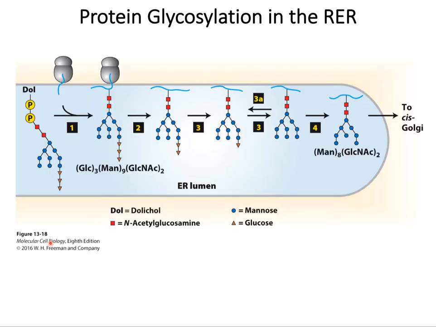This slide is just another rendition of the stepwise trimming of the sugar residues as the proteins are getting prepared to be transported towards the cis Golgi by vesicular transport. This is the same as the last slide where 3 glucose and a mannose are trimmed out of the matured ER protein to be destined to the Golgi apparatus.